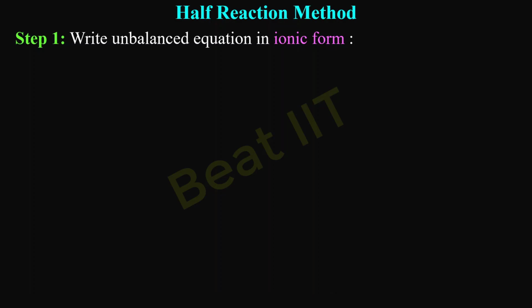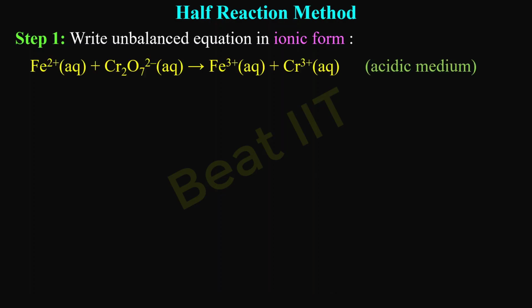The first step is write the unbalanced equation in ionic form. This is the example I will be considering to explain all the 6 steps, and this is in acidic medium. The medium will change one step to balance the reaction. So you need to specifically focus on whether it is acidic medium or basic medium.